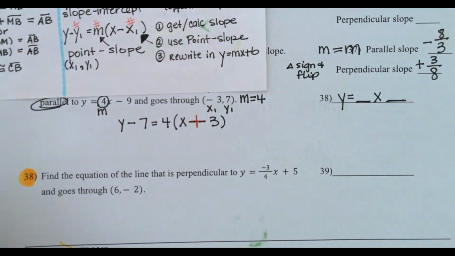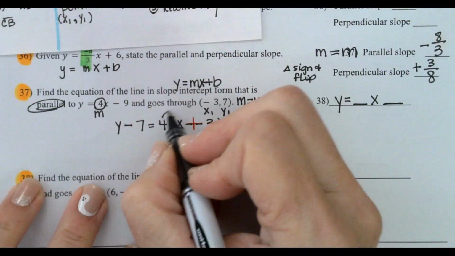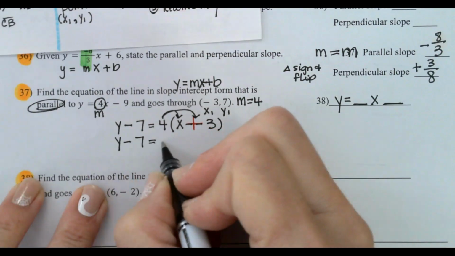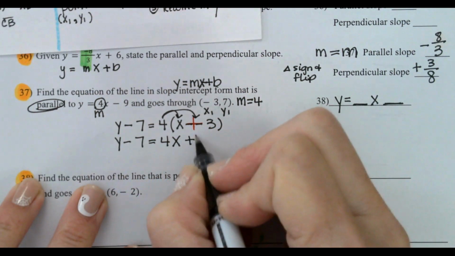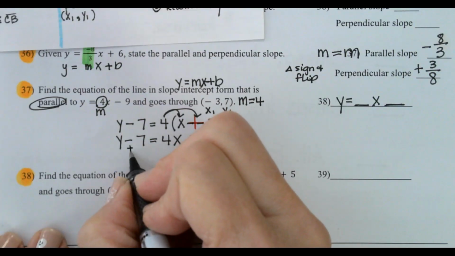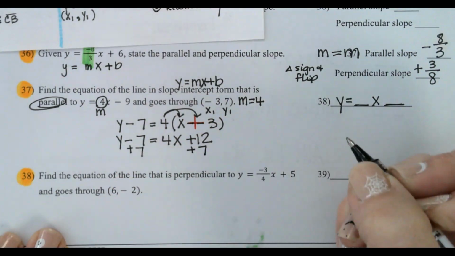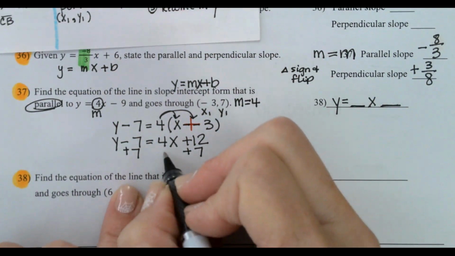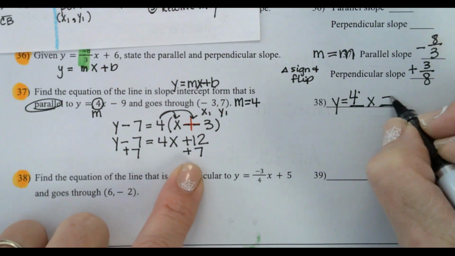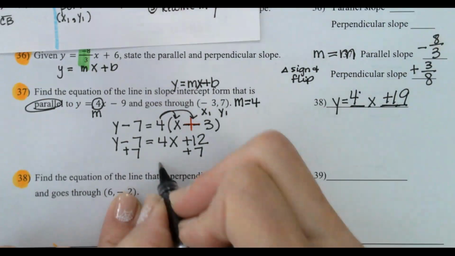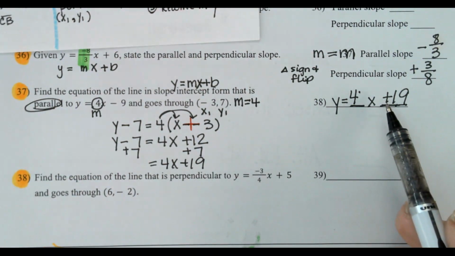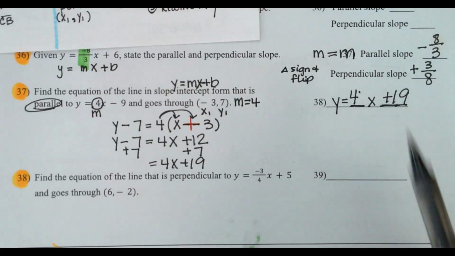All right, now I distribute, and I'm going to have to move the 7. 4 times x, 4 times 3. Y minus 7 equals 4x plus 12. And now I need to move the 7. Add 7 here and add 7 here. So I'm going to get a 4x, right? And then a 19, right? 4x plus 19. So that's what goes here on my answer blank. Y equals 4x plus 19.